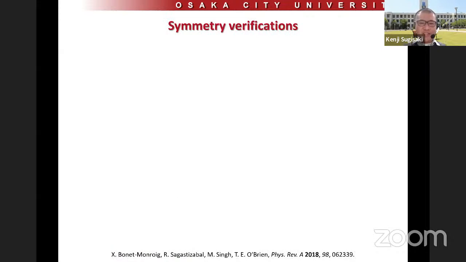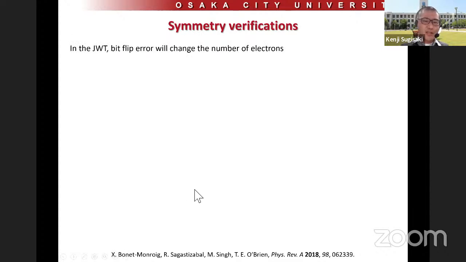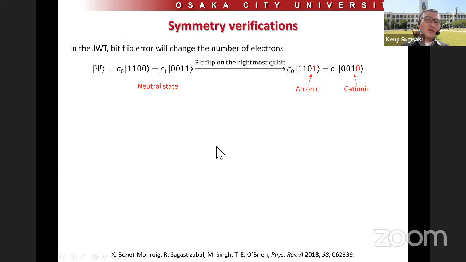Another error mitigation technique is symmetry verification. As I said, in the Jordan-Wigner case, if a bit flip occurs, it will change the number of electrons. For example, let us think about the hydrogen molecule in a minimal basis. The wave function can be written as a linear combination of 1100 and 0011 in the Jordan-Wigner case. This is a neutral state. But if a bit flip occurs on the rightmost qubit, it will generate a linear combination of an anionic state and a cationic state.